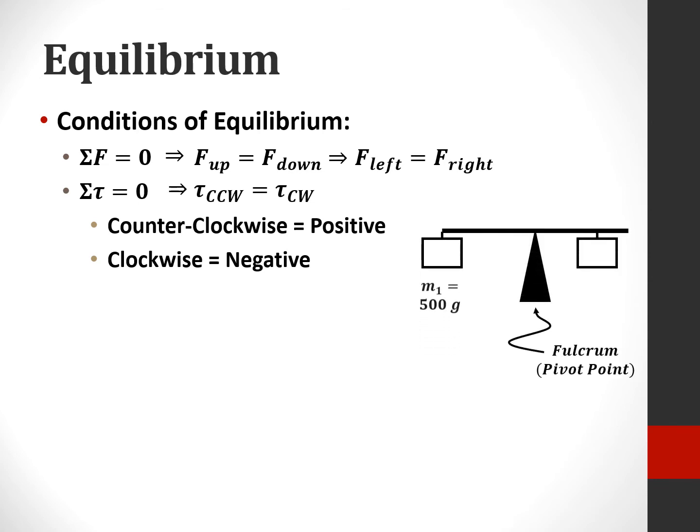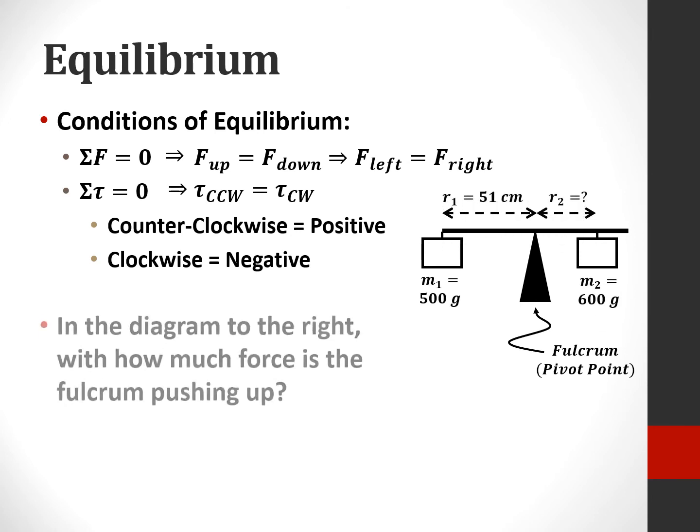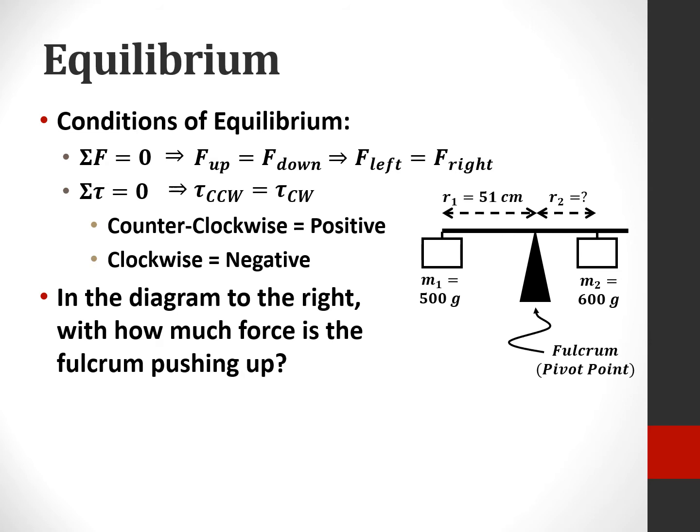So let's say we got this object right here that's being balanced. We got a 500 gram mass over here on the left, and we got a 600 gram mass over here on the right. And then we got the fulcrum right in the middle, which is going to be identified as a pivot point. It doesn't have to be the pivot point, but a lot of times we make the fulcrum the pivot point just because it's pretty convenient, and that's what it's going to rotate around.